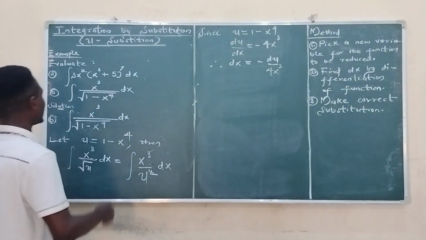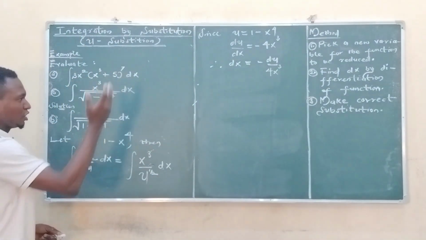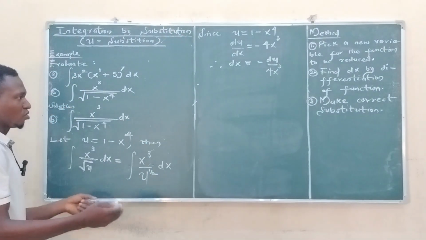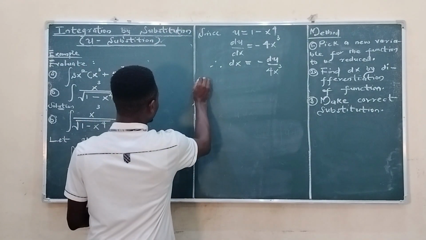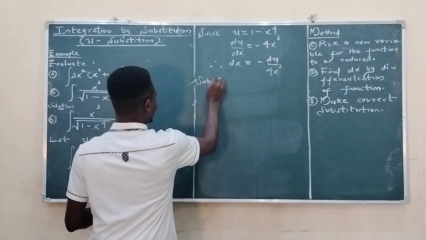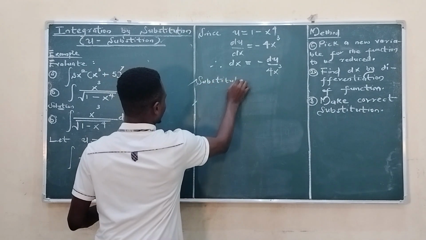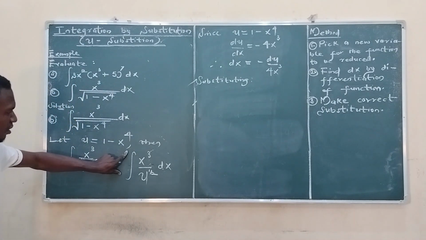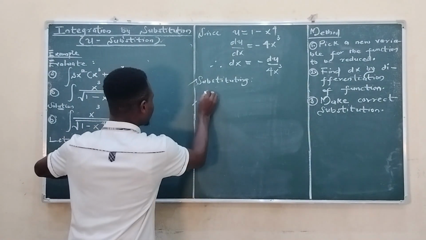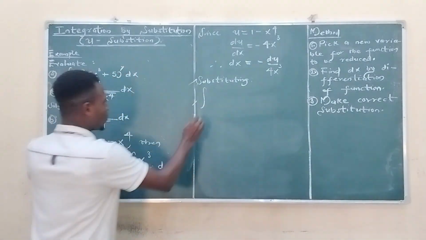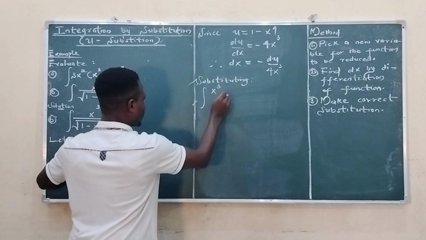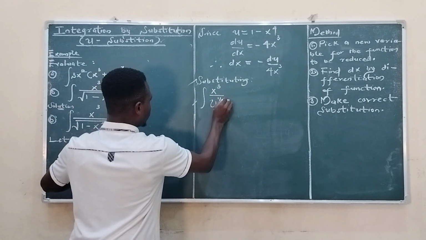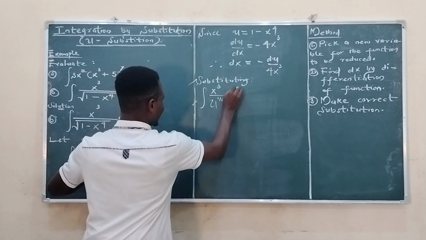So now that we have solved for u, we have differentiated. The next thing is to get to this substitution part, where we'll make the appropriate substitution. So, substituting, we have from this integral, the integral of x raised to the power of 3 all over u raised to the power of 1 all over 2 dx.